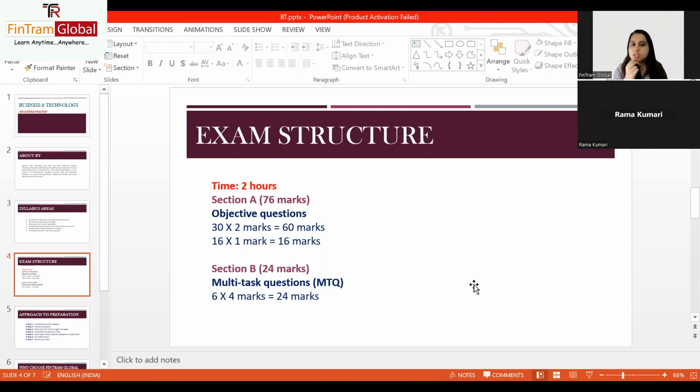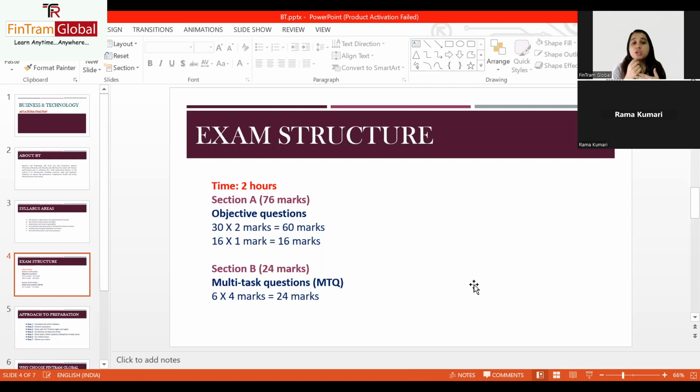So there are two sections. The first section is of course your objective questions, the MCQs, wherein there will be options and you have to decide which is the right answer. There will be 30 such questions worth 2 marks each, and 16 MCQs worth 1 mark each. The entire section is for 76 marks.